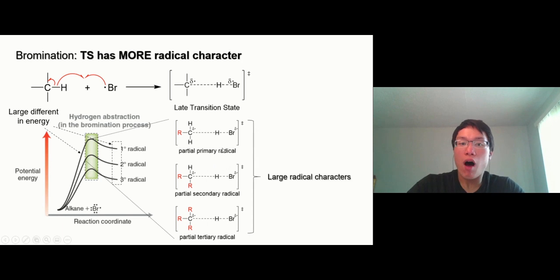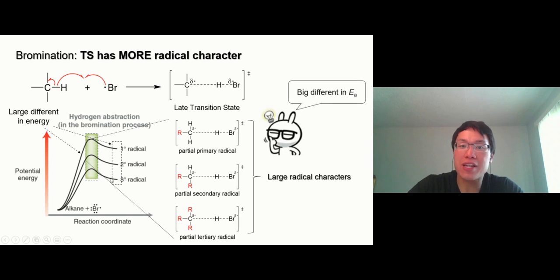Okay, so they all have a lot more radical character compared to the chlorination. Right, so what do we mean by radical character? The energy difference between primary, secondary, and tertiary is big. Okay, so they have large radical character. So the activation energies are very different as well. And that's the reason why tertiary goes the fastest and primary goes really, really slow.